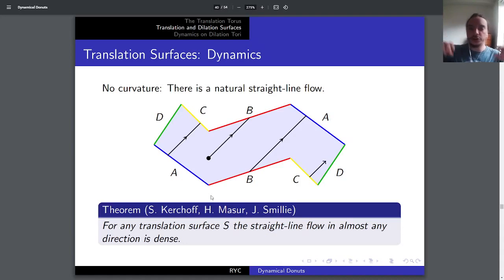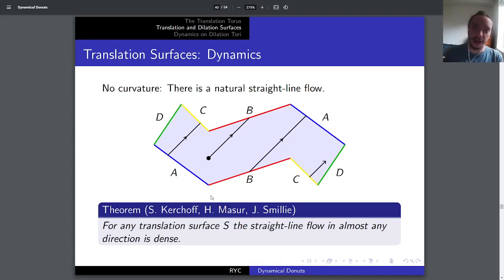And what does this flow do? All it does is it takes your surface and it stretches it horizontally and it shrinks it vertically. Okay, so that's what the flow does. It's called the Teichmüller flow. And what Kerckhoff, Masur, and Smillie did was they proved that the Teichmüller flow has something called an invariant measure.